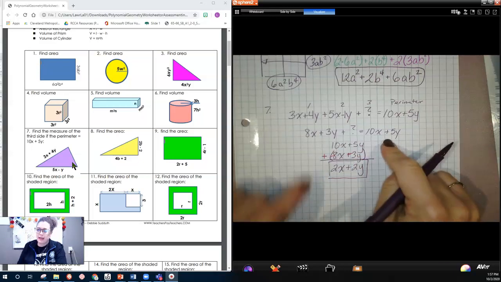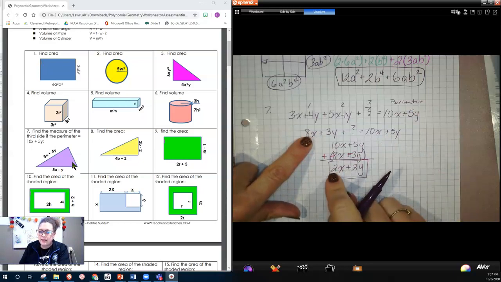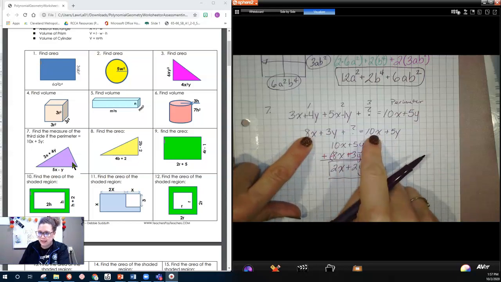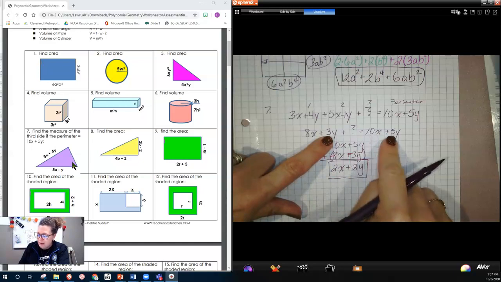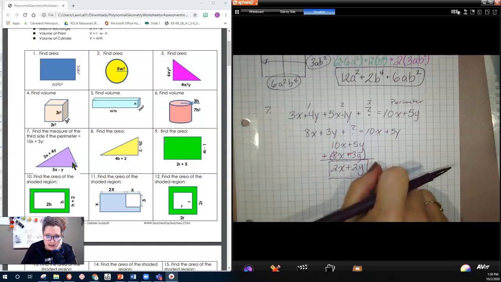Now, if I look back at this, this makes sense. 8x and 2x makes 10x, and 3y and 2y makes 5y. That makes perfect sense, right? Hopefully that makes sense to you as well.